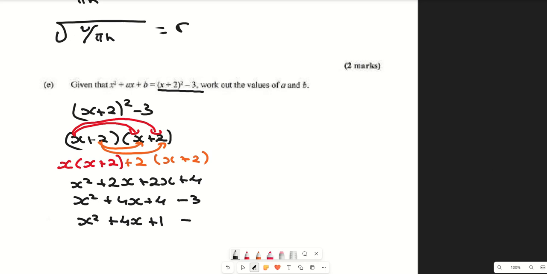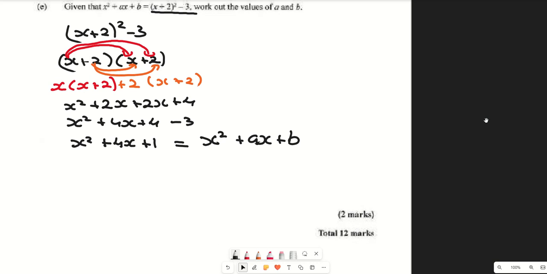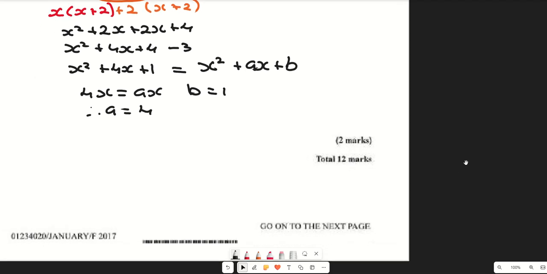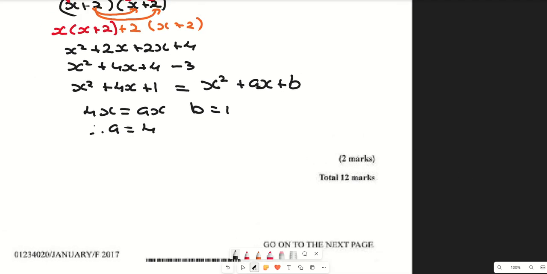Right? And we want x squared plus ax plus b. Now, if we equate them, meaning what is the number in front of x? So 4x is equal to ax. Therefore, a is equal to 4. And then b is equal to 1. Right? You see the count. So we know that a is 4 and b is 1. And that is how you would do January 2017, number 2, paper 2.